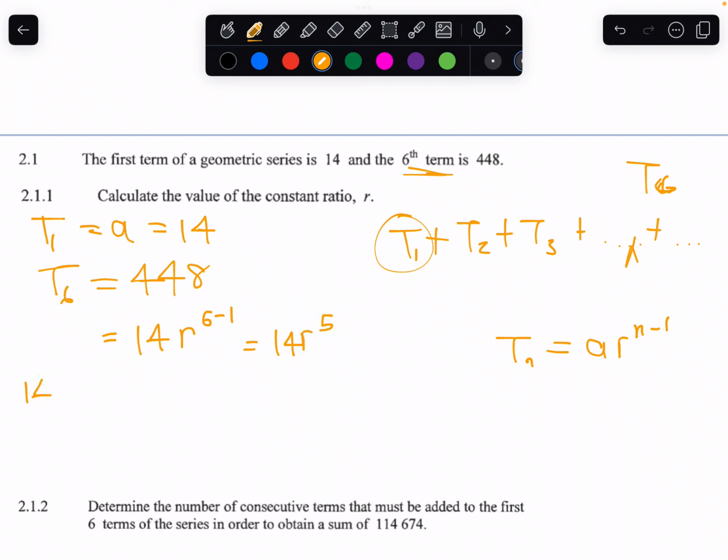So 14R to the 5 is equal to 448. Divide both sides by 14, and then we have R to the 5 is equal to 32. If we take the fifth root on both sides, we get R is equal to 2, because 32 is the same as 2 to the 5. So our R is equal to 2.